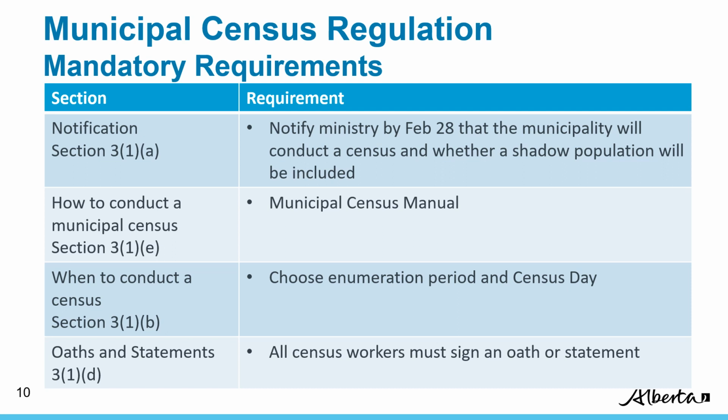Municipalities are also required to pick a census date, which is a snapshot of the population count at one particular point in time, and must fall within the census timeframe, which is a 3-month consecutive timeframe between March 1 and July 31st. The census day is either the first day of enumeration or a date prior to the start of the enumeration period. All census workers, census coordinators, and census enumerators are required to sign oaths or statements indicating that they will ensure that personal information collected from the census will remain confidential, and they will undertake the census according to the Municipal Census Manual.